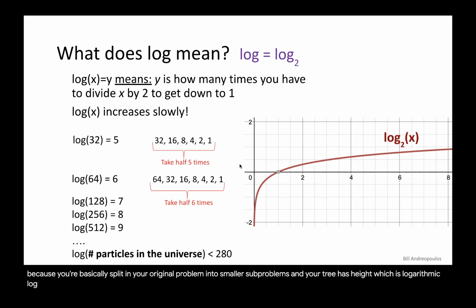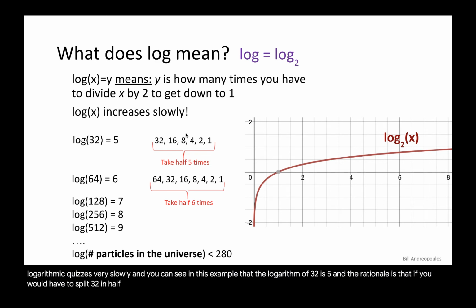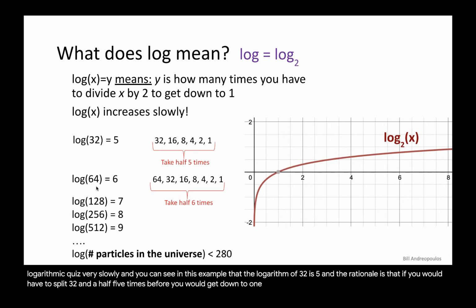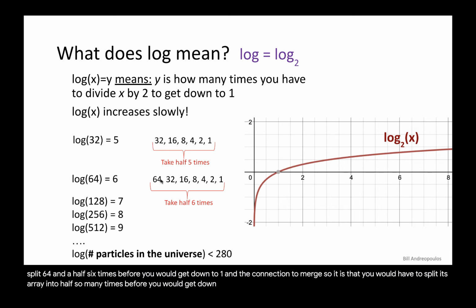So you can see in this example that the logarithm of 32 is 5, and the rationale is that if you would have to split 32 in half 5 times, you would get down to 1. And the logarithm of 64 is 6, because you would have to split 64 in half 6 times before you would get down to 1. And the connection to merge sort is that you would have to split the input array in half that many times before you would get down to the base case where your arrays had a size of 1 element.